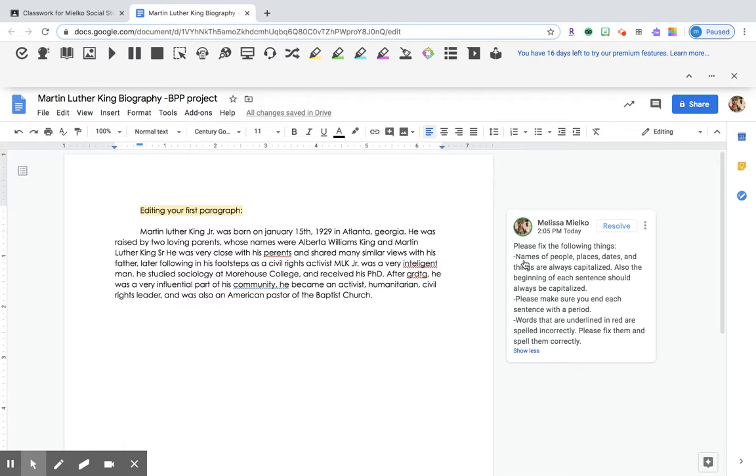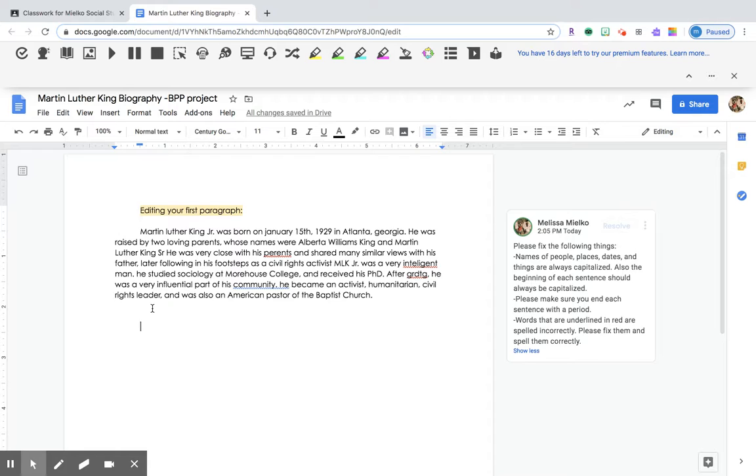We're going to start off with names of people, places, dates, and things are always capitalized. Also, the beginning of each sentence should always be capitalized. I just wanted to show you the difference between a lowercase and a capital letter. The lowercase m would look like this, and an uppercase M would look like this. When I say that something should be capitalized, that's what I mean. So we want to go back, and I made it so that my paragraph and my biography would need to be edited.